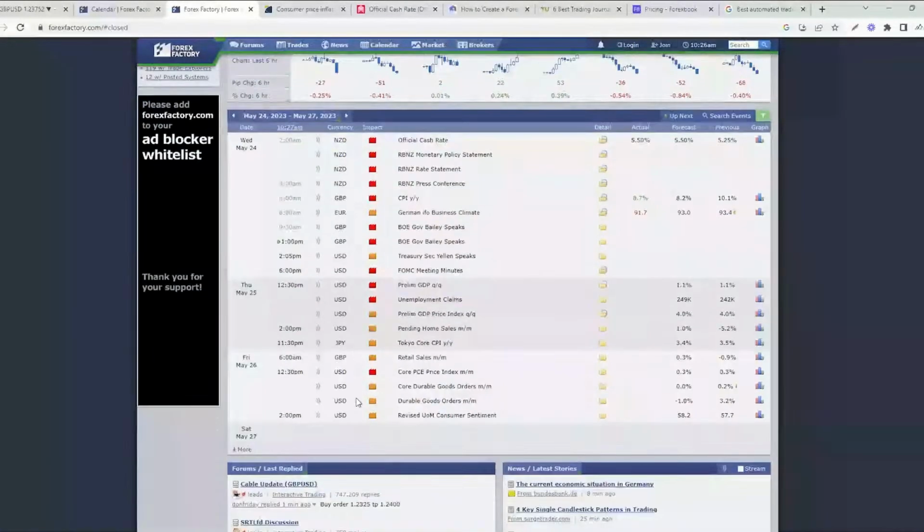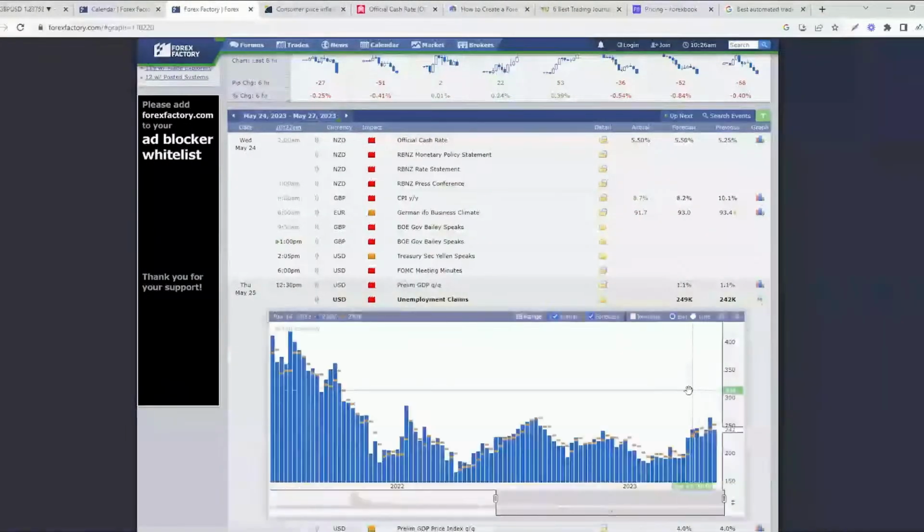Also, the other key events to look out for tomorrow, 25th of May, Thursday, 12:30 p.m. GMT: unemployment claims. Unemployment claims basically tell us how many people are applying for employment benefits. If you see this number coming in higher than the forecast, then naturally it'll be higher than the previous month's reading. What this means is there are more people applying for employment benefits, so there are signs that the labor market in the US is cracking. That would imply that the Federal Reserve need not be so aggressive moving forward.